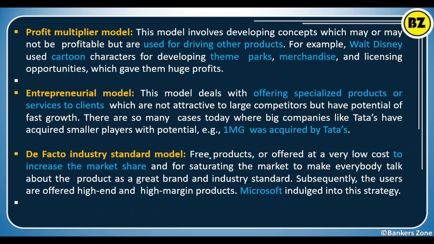Another example, say Jio. Initially they offered free data. It became popular, it became a brand. Now they are offering 666 rupees for 84 days, right? So this is the model called the de facto industry standard model. Once you give it free or at a very low price, you establish the industry standard and sell it at a high price later on, like that, right? So this is the de facto industry standard model.